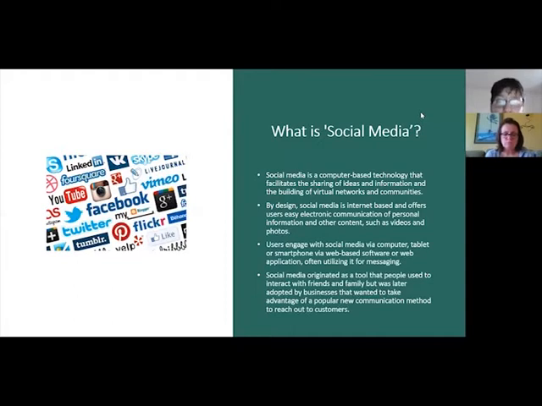Social media is computer-based technology that facilitates the sharing of ideas. By design, social media is internet-based and offers easy electronic communication with people. It engages people. If you're watching this on Zoom, you understand social media because it's on Facebook, but now there's Instagram and Twitter and Tumblr and LinkedIn. It's all about making it easier to connect and to reach out to people.